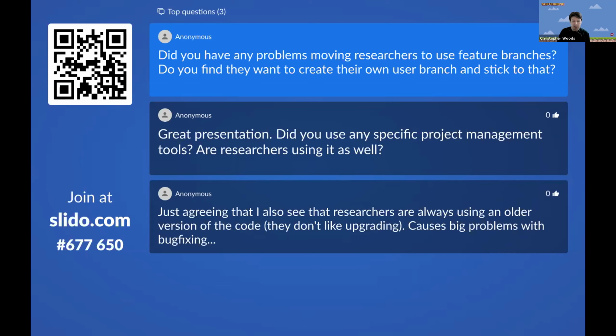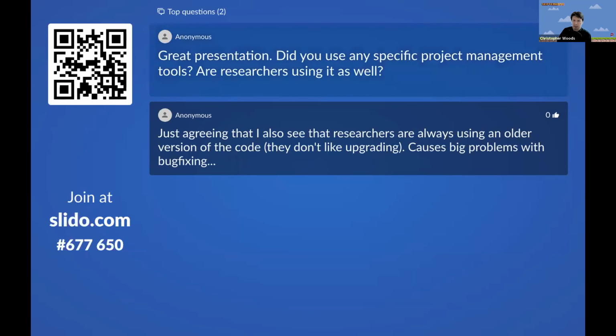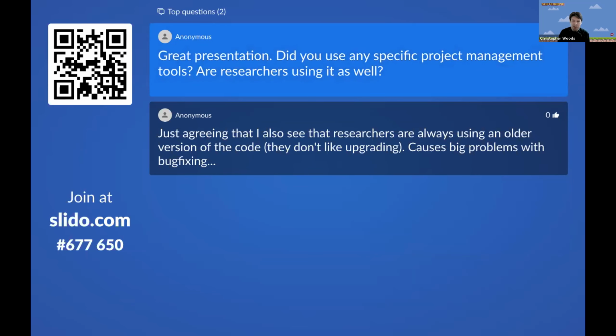Cool. Okay, we'll move on to the next one then. So great presentation. I completely agree. It's a brilliant presentation. Did you use any specific project management tools, and are researchers using those tools as well?